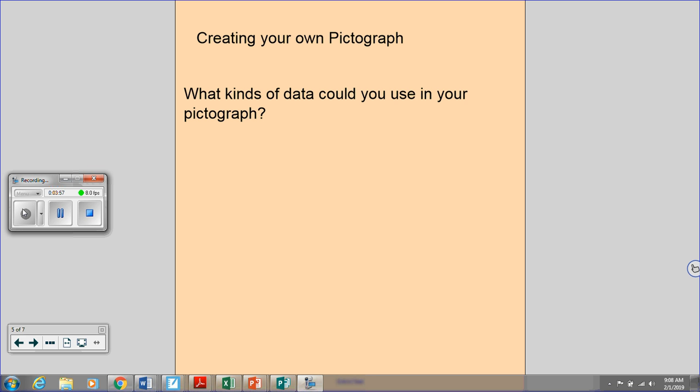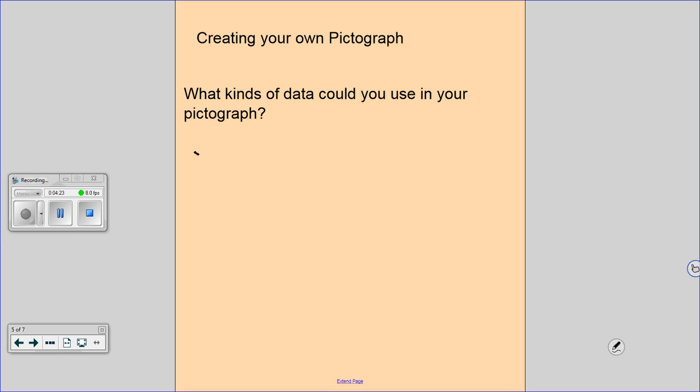But before we do that, I want you to think, what kinds of data could I use for a pictograph? I want you to title your next blank page that question, and then I want you to start writing some of your ideas down. What could be some data that I could use and show in a pictograph? So yesterday in our pictographs, some of the data that we could have used would have been favorite sport. If I asked, what is your favorite sport, and I gave some options, I could graph that data in a pictograph.